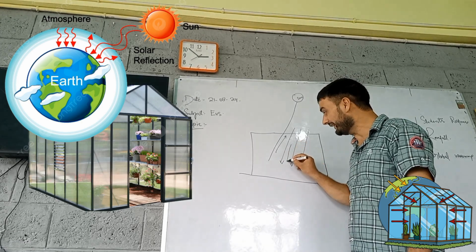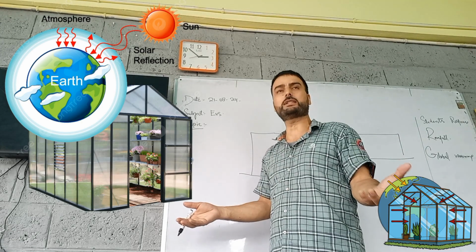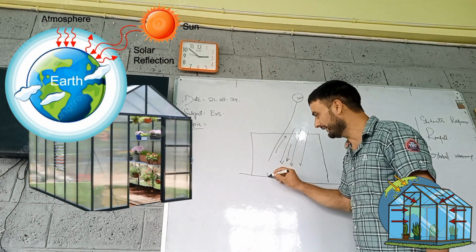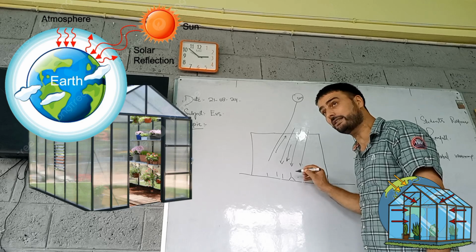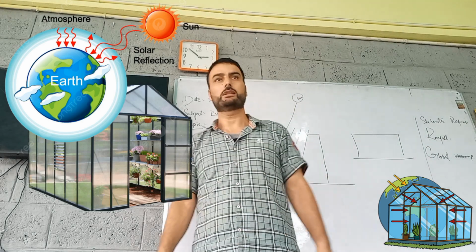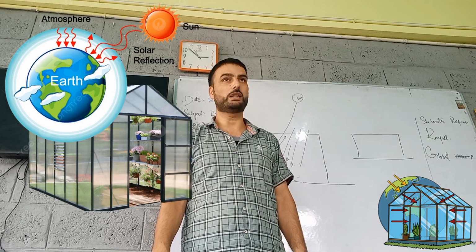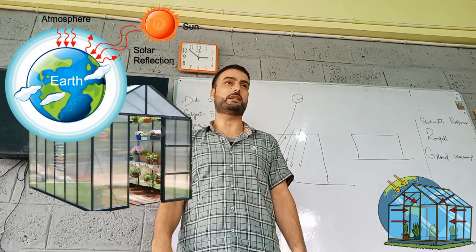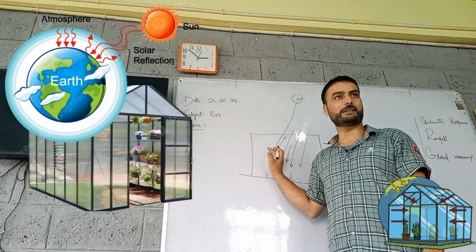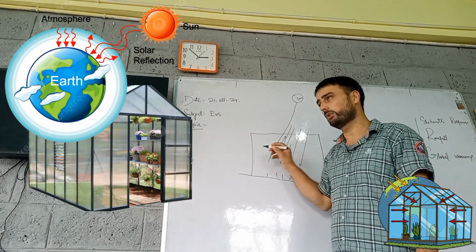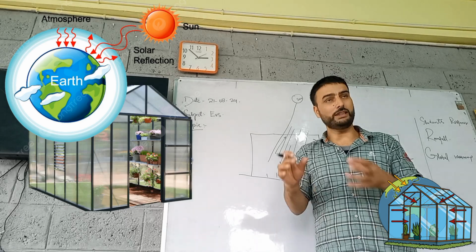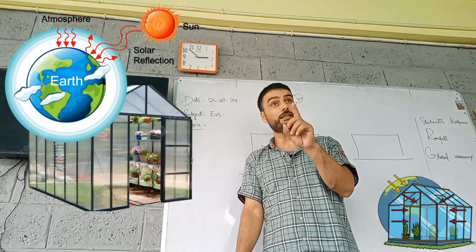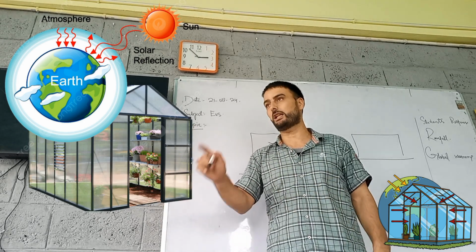When sun rays get trapped here, what will happen? The temperature of this area of the greenhouse will increase. And this increase in temperature will help plants to grow. That is why greenhouses are used to grow plants; they increase the temperature. Listen again. This transparent glass will allow sun rays to come in, to reach inside the greenhouse. But this greenhouse will not allow sun rays to go back out. Are you getting it? Yes, sir.